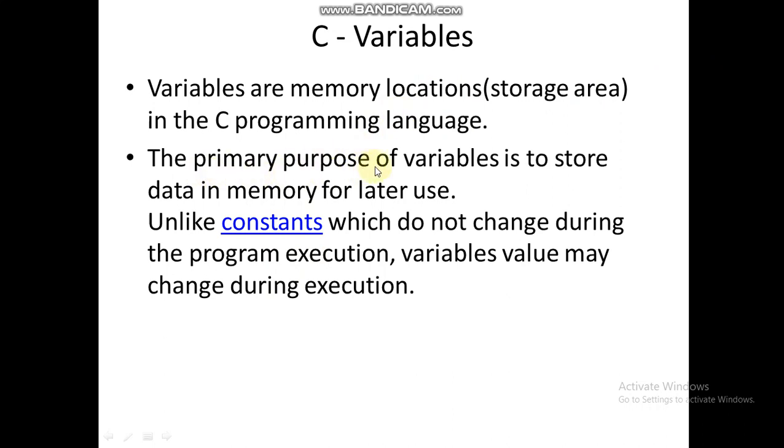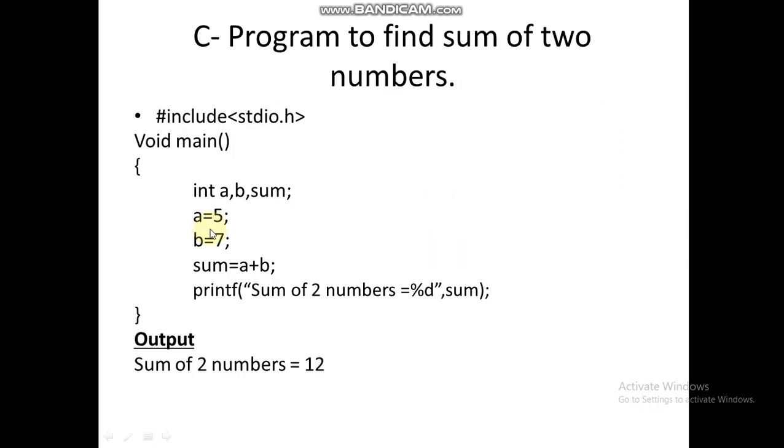The primary purpose of variables is to store data in memory for later use. You can use these values later also. So you initialize A equal to 5, then B equal to 7, sum equal to A plus B. A, B and sum contain some values. Later also you can change the values.